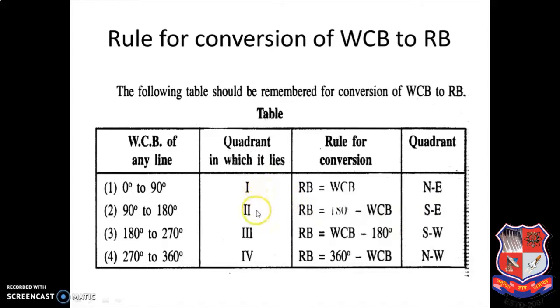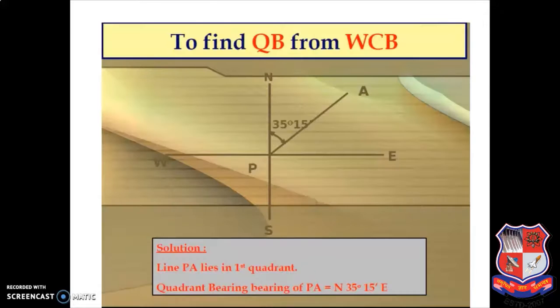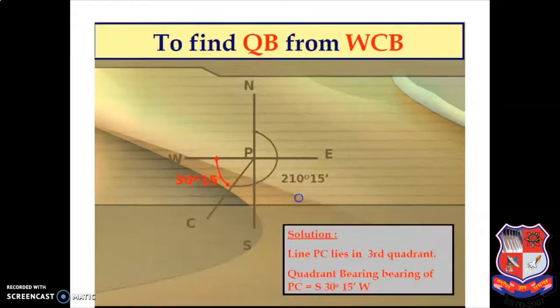First and fourth quadrant lines are always approaching towards the north pole, so northeast, northwest. And second and third quadrant survey lines are always approaching towards the south pole, so southeast, southwest. So based on these two poles, north pole and south pole, you have to write your angles. So you can see this is your second answer.